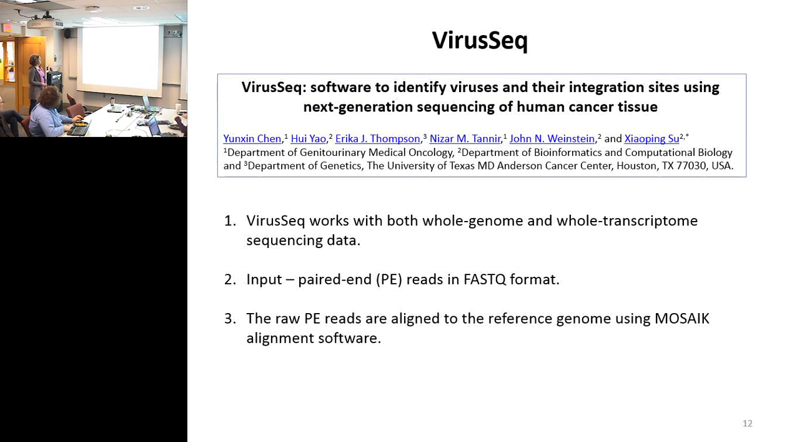For our analysis for detection of virus integration sites, we used this software, VirusSeq, which was described in this paper. And VirusSeq works with both whole genome and whole transcriptome sequencing data. Input for this tool is paired-end reads in FASTQ format, and the raw reads are aligned to the reference genome using MOSAIK alignment software.